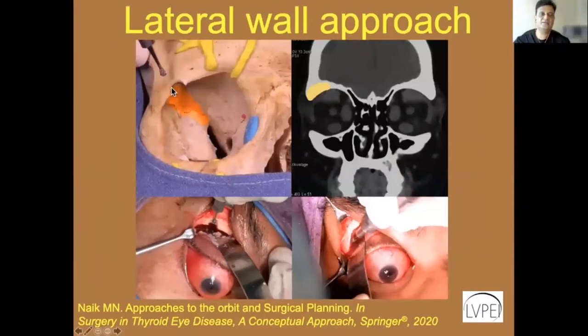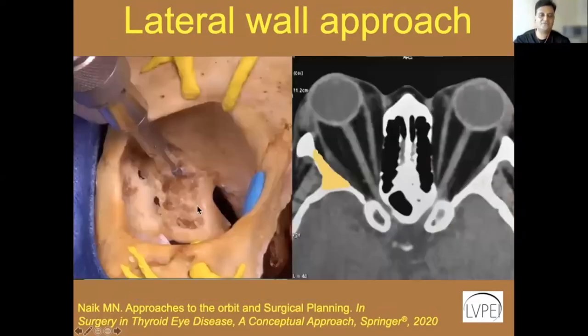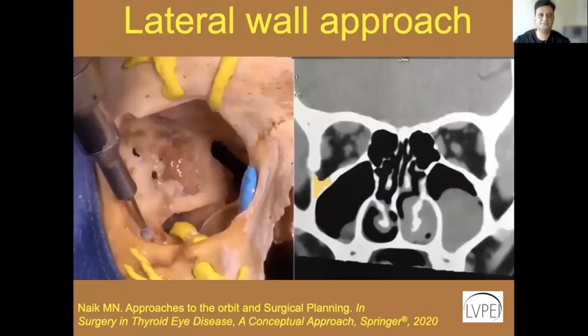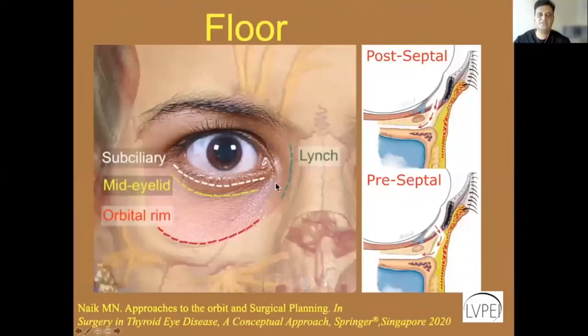So we start drilling at the orbital rim and we extend it towards the superior orbital fissure. That is the area that we would be drilling here. The anterior half and the posterior half of the lateral wall is then drilled to get the maximum space within the orbit. Floor decompression is easy, and the most common approach is transconjunctival incision, which can either be postseptal or preseptal.